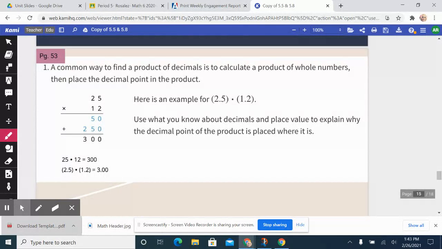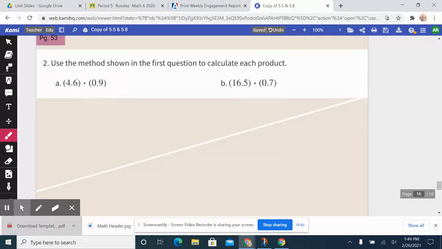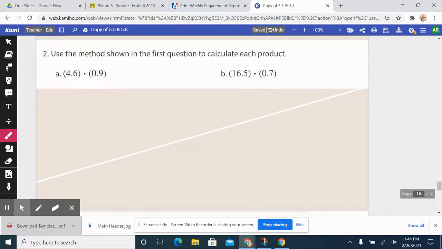They did 25 times 12, and they ended up with 300, right? Well, this is 1 decimal place. This is 2 decimal places. So they moved the decimal over 1, 2, and that's how they got 3.0. So you're just going to write what I haven't read. Just highlight that part. There's not much for you to write. And then use the method shown to calculate the product, right?